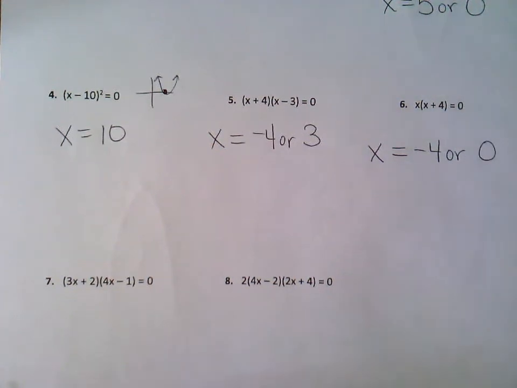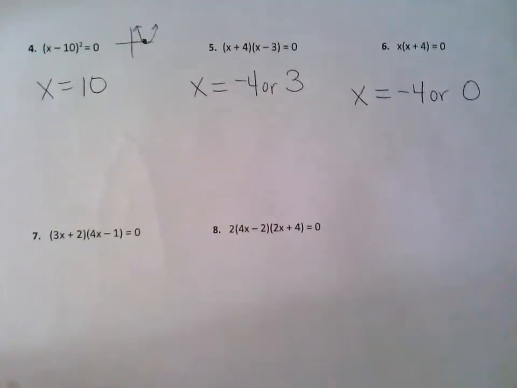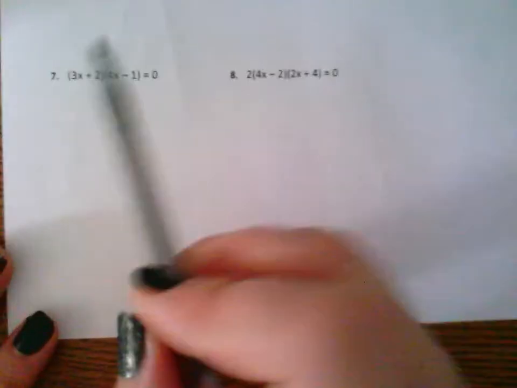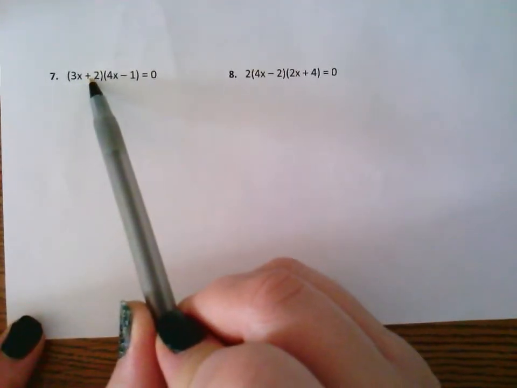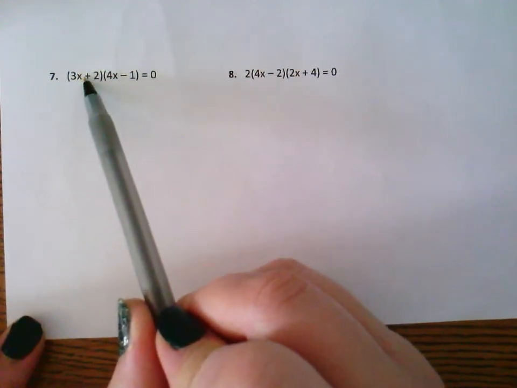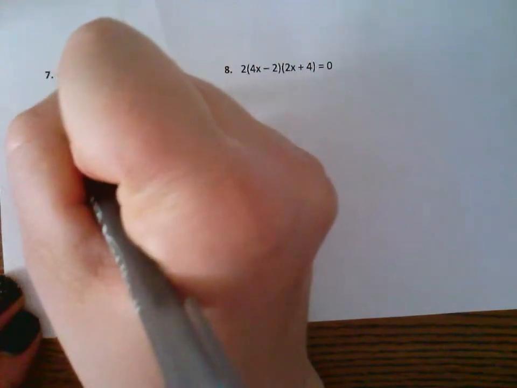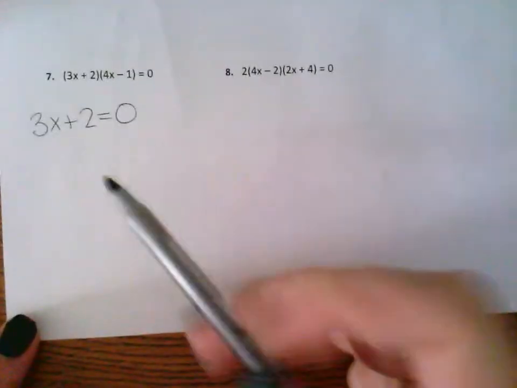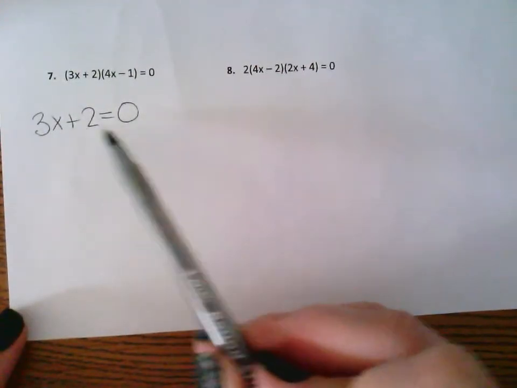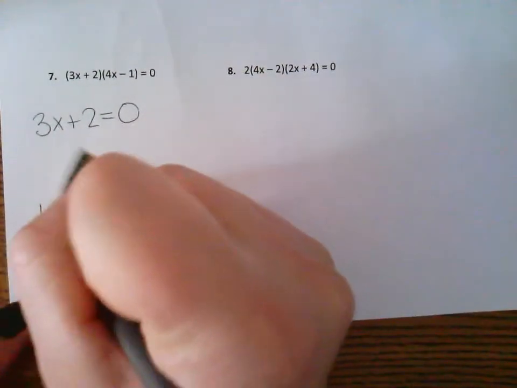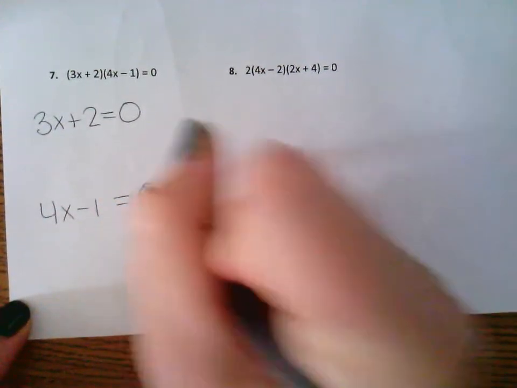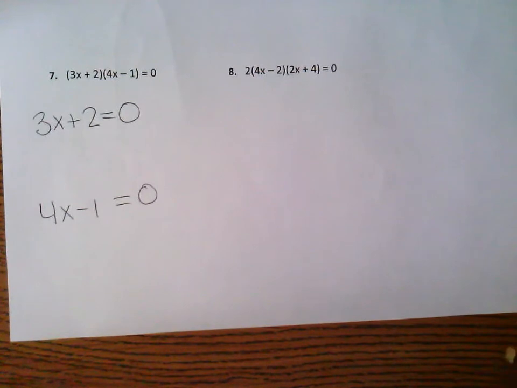All right, 7 and 8 are a little bit harder. Maybe you can't do these in your head because they're no longer just plugging in like negative 2 right here. You've got 3x plus 2. So what I would do is algebraically, I would write out two equations for yourself. 3x plus 2 has to be 0, and 4x minus 1 has to be 0. Solve the two equations for x algebraically. And they might come out as fractions or decimals.